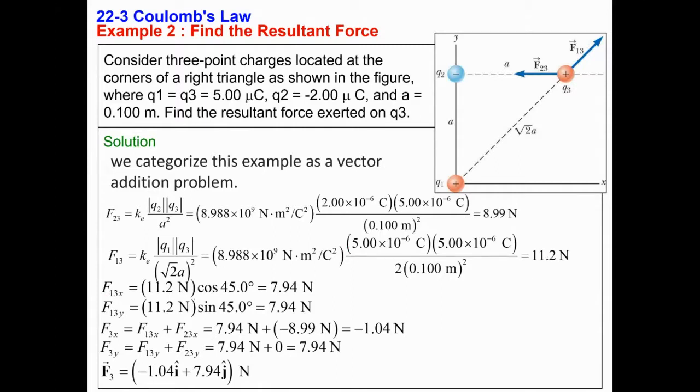For F13, we multiply by cosine 45 to find the x component, and the y component is the same, 11.2 times sin 45, which is 7.94. So now we have the x component and the y component. F23 is in the negative x direction. If we want to determine the sum of the vectors, the x component is 7.94 plus minus 8.99, which gives minus 1.04. If we add the y components, one force has 0 and the other is 7.94, and then we can write it in unit vector notation. So we can determine the magnitude and the direction.